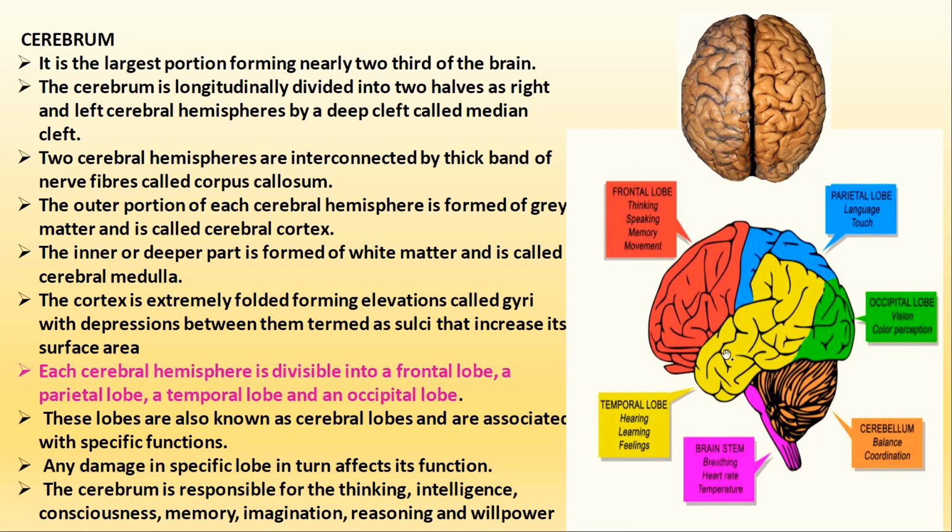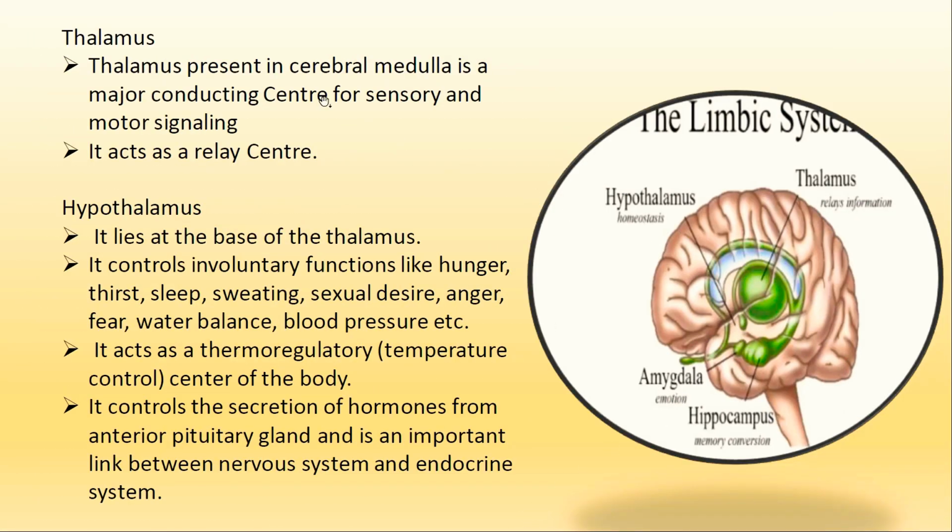The cerebrum is responsible for thinking, intelligence, consciousness, memory, imagination, reasoning and willpower. Next comes the thalamus. The thalamus is present in the cerebral medulla, diencephalon, which forms a major conducting center for sensory as well as motor signaling. It acts as the relay center. Relay means passing the impulse from one region to the next region.